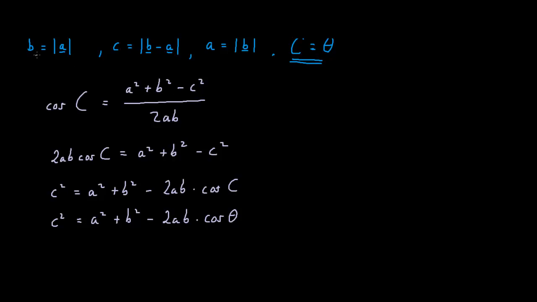Okay, let's use the information that we have up here in blue to change the equation below. So, we know that as c equals the magnitude of the vector B minus the vector A, c squared must be the magnitude of the vector B minus the vector A, squared. We also know that a squared must be the magnitude of the vector B squared. And we know that b squared must be the magnitude of the vector A squared.